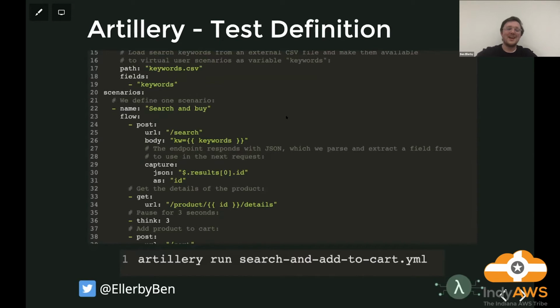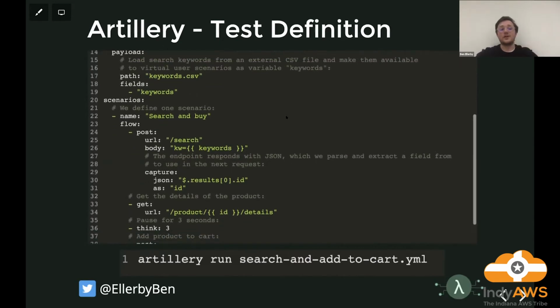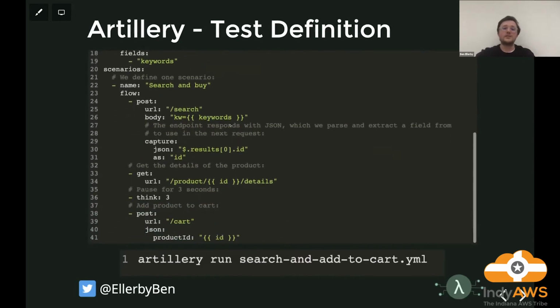There we go. And then we've got the scenarios we're going to run against. So then we're going to see what paths we're going to hit, what we're going to put into the API calls. And to run that, we just run artillery run and then the name of the file, and that's going to run that test for us.